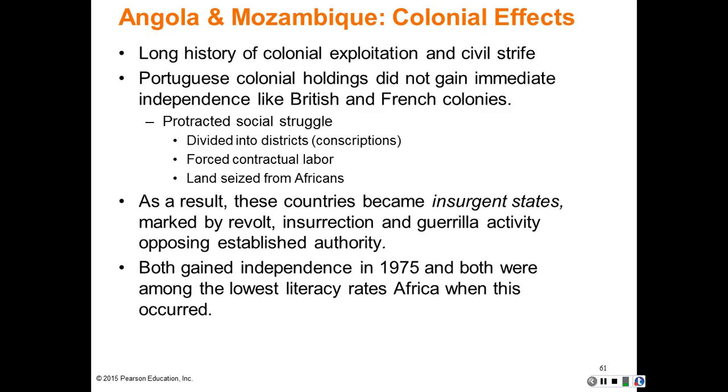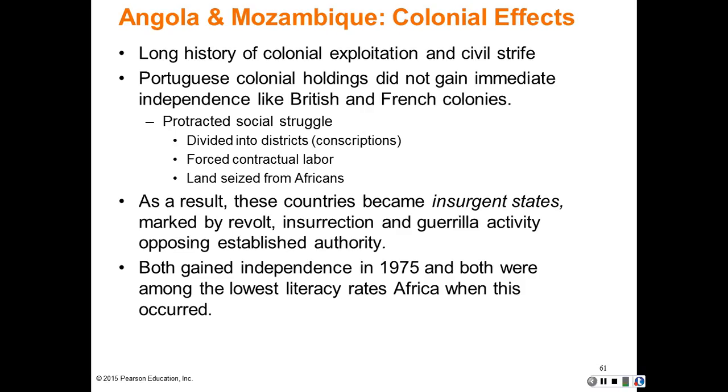These countries were divided into districts or conscriptions. There was forced contractual labor. Land was seized from the African indigenous populations, obviously creating a lot of social tension. As a result, these countries became insurgent states.